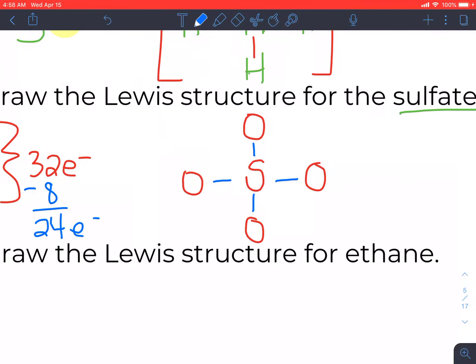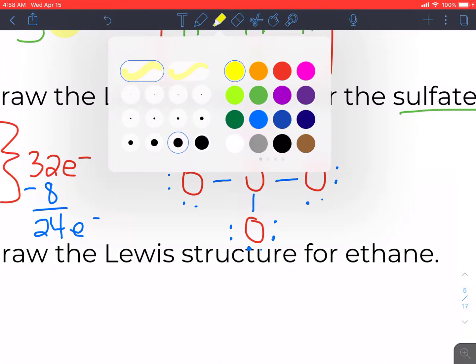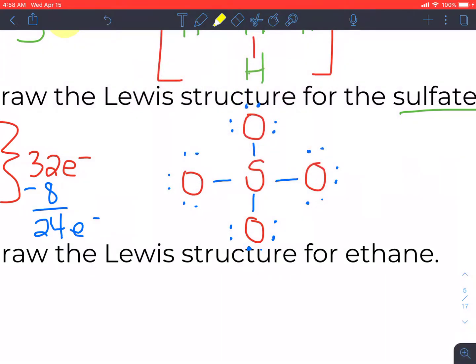Okay, so each oxygen to fill its octet would need an additional 6. So we're going to put them as pairs around oxygen. And then we're going to go back and double check that we've used all 32. So, ready? Here we go. 2, 4, 6, 8, 10, 12, 14, 16, 18, 20, 22, 24, 26, 28, 30, 32. We've used all 32 electrons.